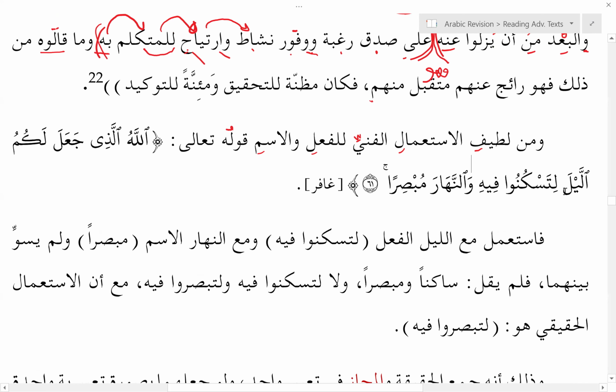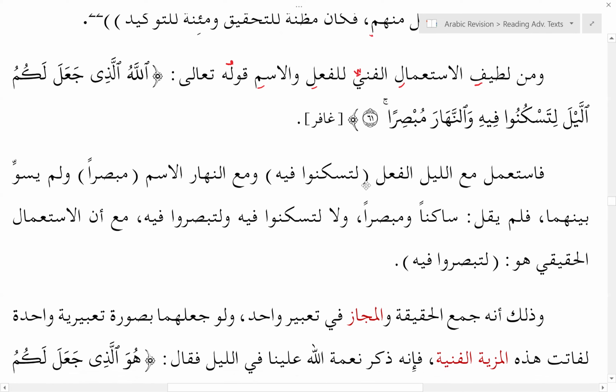Why Allah has used لِتَسْكُنُوا فِيهِ. He's going to go into details to explain why not جَعَلَ اللَّيْلَ سَاكِنًا, for example. Why لِتَسْكُنُوا فِيهِ? And for the nahar, he says مُبْصِرًا. And why did he not say وَالنَّهَارَ لِتُبْصِرُوا فِيهِ? So why a fi'l here and why an ism here? That's the point that he's going to explain, inshallah, and we'll read that next week. So maybe you can just do the i'rab of this, and we still have time. Okay, then we can continue.